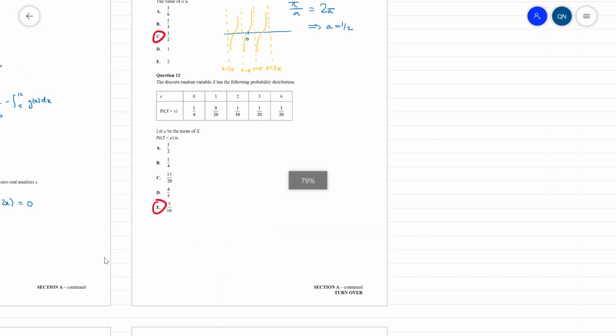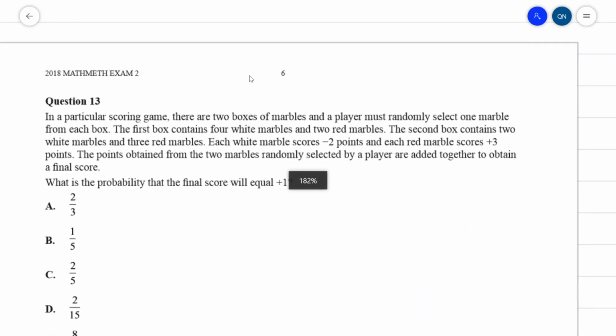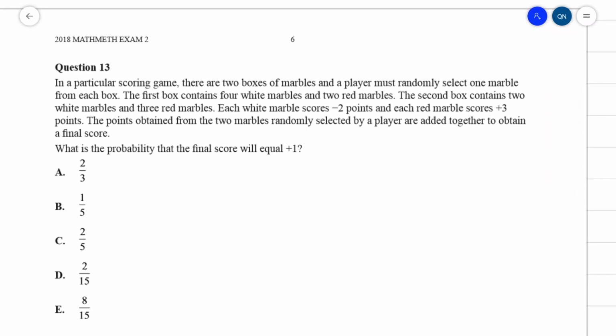Question 13 now. In a particular scoring game, there are 2 boxes of marbles, and a player must randomly select 1 marble from each box. So I imagine 2 boxes now. Here are my 2 boxes. Okay, so we're going to select 1 marble from each box.